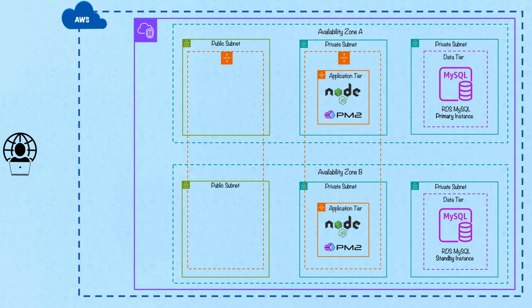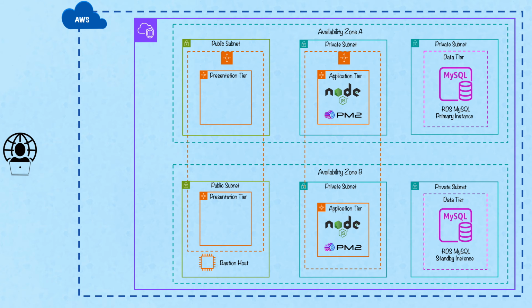To manage and scale our presentation tier effectively, we'll implement an auto-scaling group. This dynamic infrastructure component will distribute presentation tier EC2 instances across multiple availability zones, ensuring high availability and performance. To securely access and manage these instances, we'll deploy a Bastion host outside the auto-scaling group.